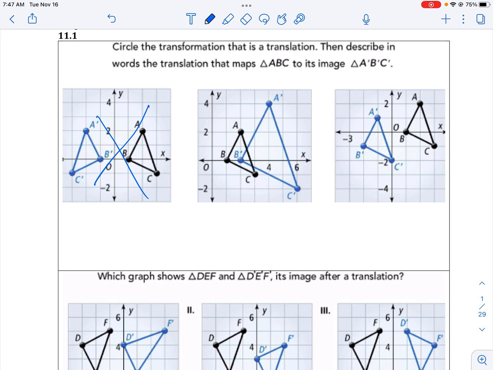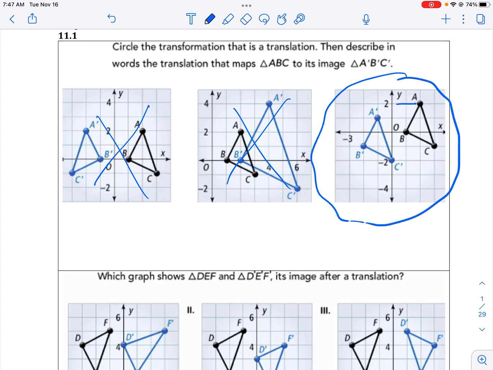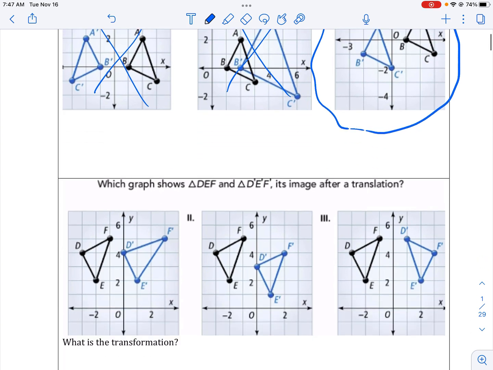So this is not a translation. This next one, we start with the black triangle, go to the big triangle, and we see that it gets larger, so it's changing its shape. Again, that is not a translation because the shape changes its size. We want it to face the same way and remain the same size. This last graph is a translation where the shape was moved 3 units to the left and then 1 unit down.